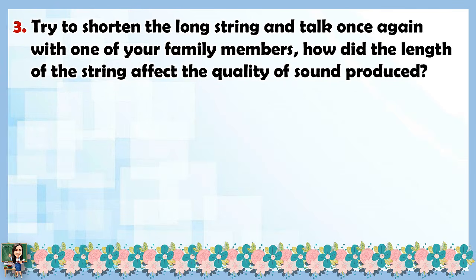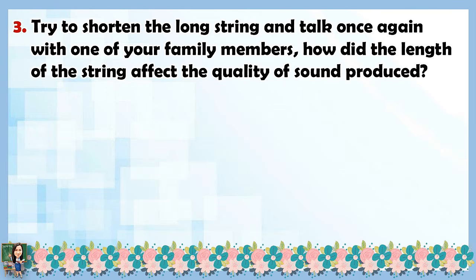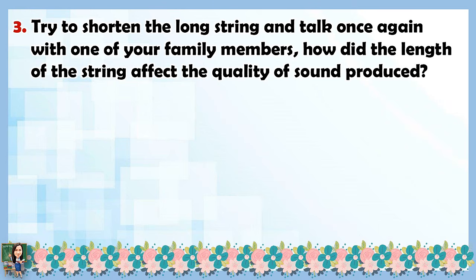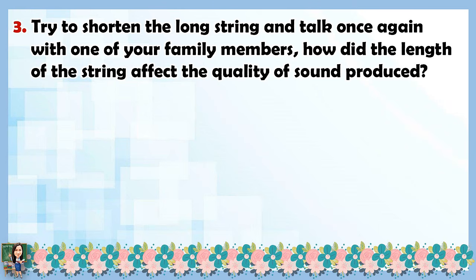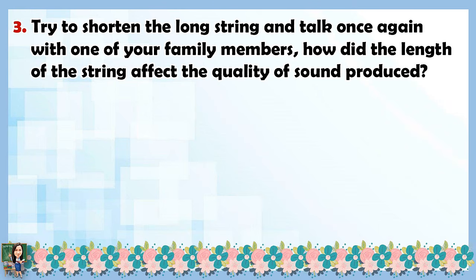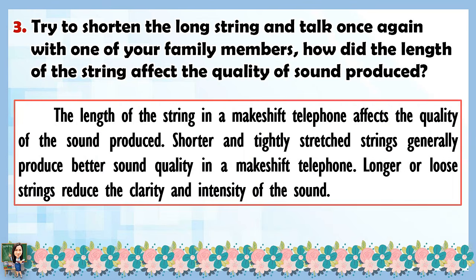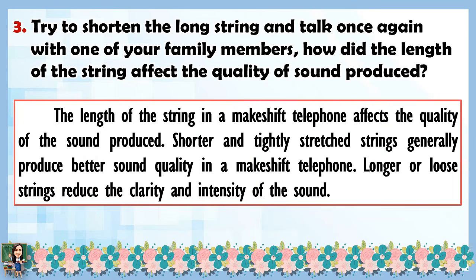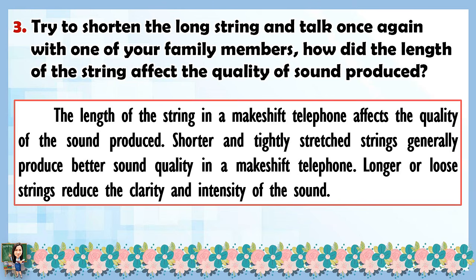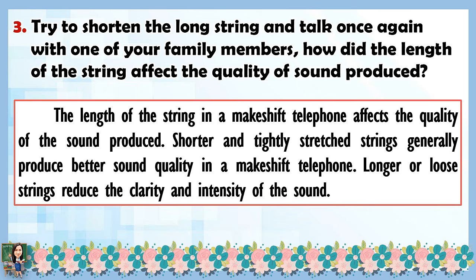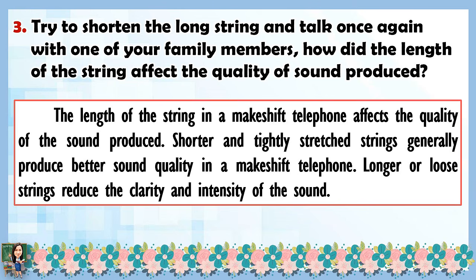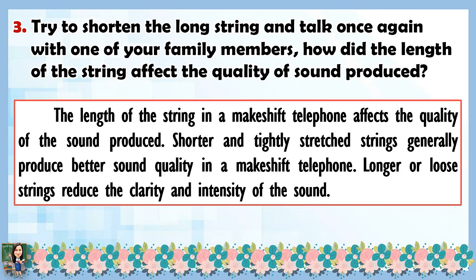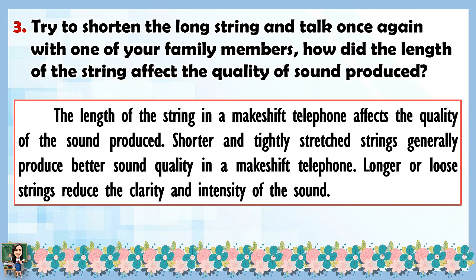For number 3, try to shorten the long string and talk once again with one of your family members. How did the length of the string affect the quality of sound produced? Here is my example answer. The length of the string in a makeshift telephone affects the quality of the sound produced. Shorter and tightly stretched strings generally produce better sound quality in a makeshift telephone. Longer or loose strings reduce the clarity and intensity of the sound.